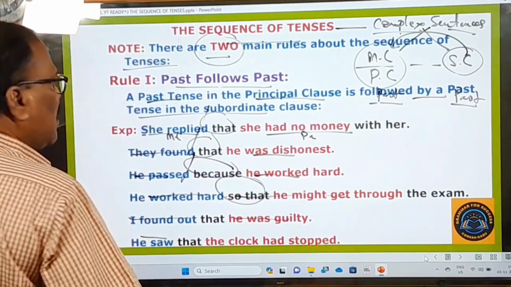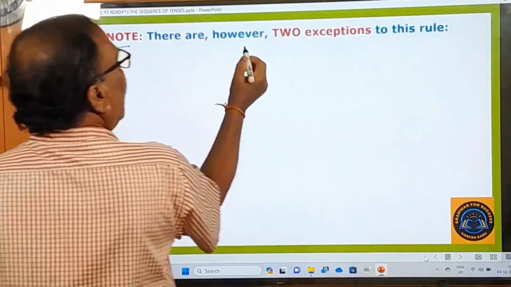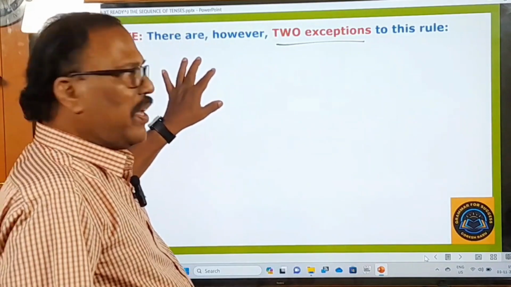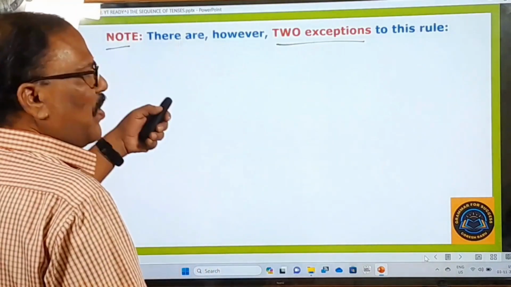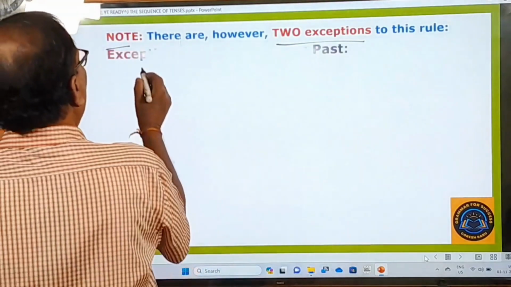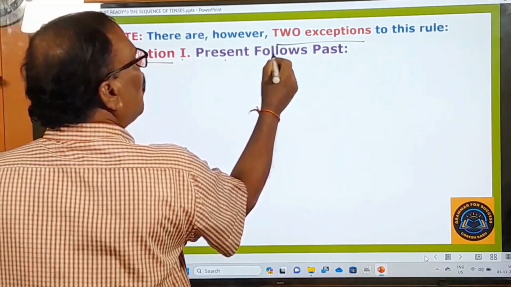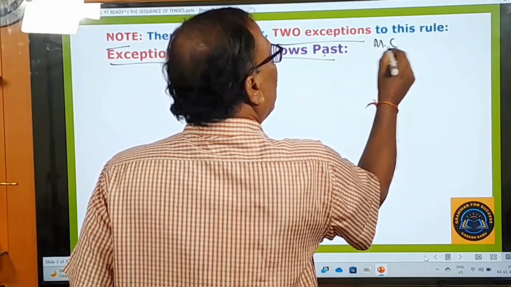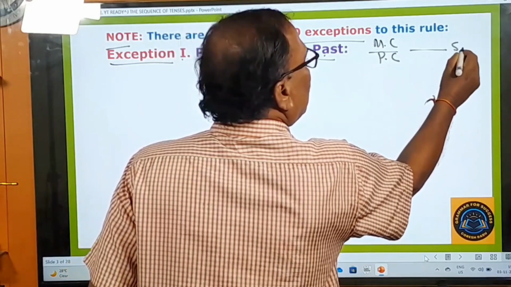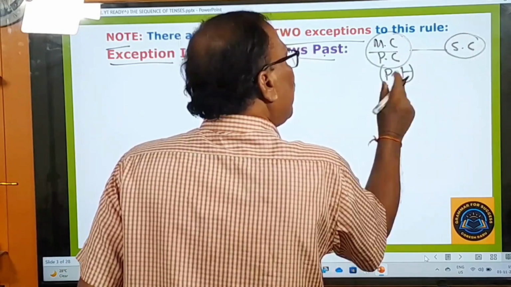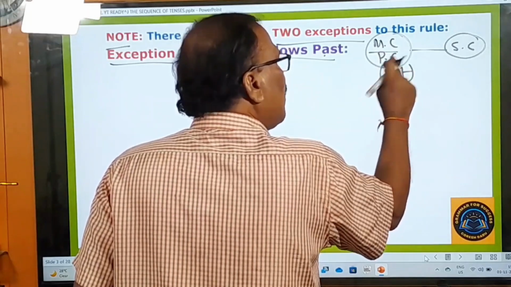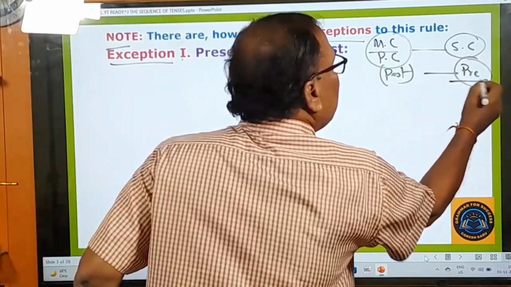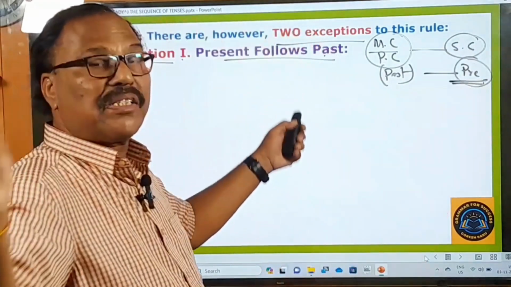Now let's go to the next rule. Note, there are, however, two exceptions to this rule. To the very first rule, there are two exceptions. Okay, what are those exceptions? Let us see first of all the first exception. Okay, exception 1 is there. What is that? Present follows past. Okay, present follows past means if there is a main clause part or principal clause part, and subordinate clause part. This is what we have been learning. So though there is past tense in the main clause or the principal clause, there can be present tense again, when the sentence in the subordinate clause is a universal truth.